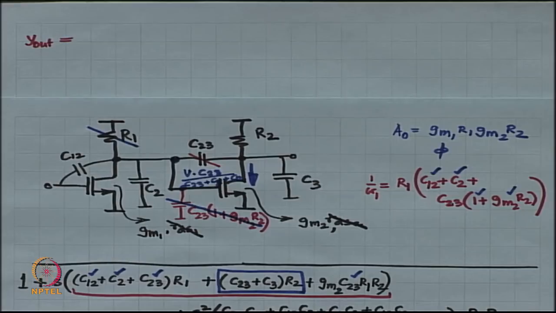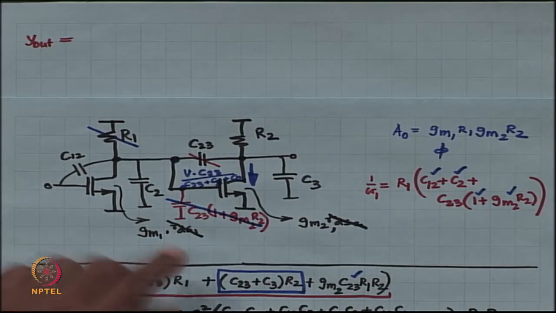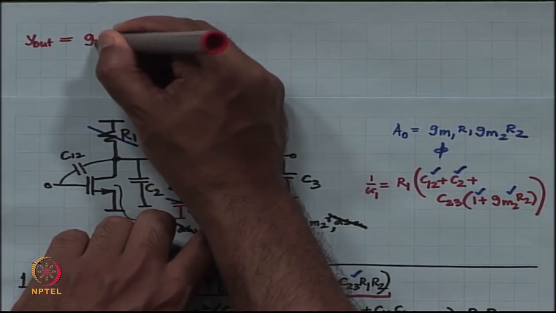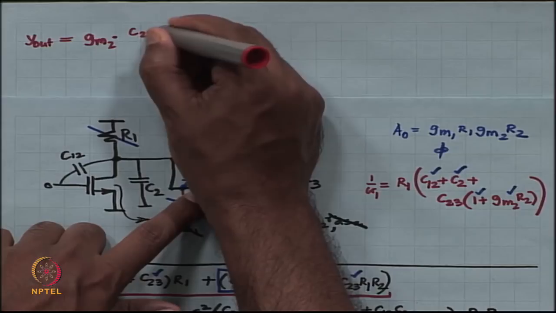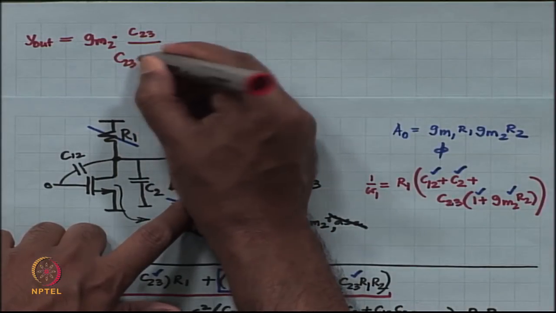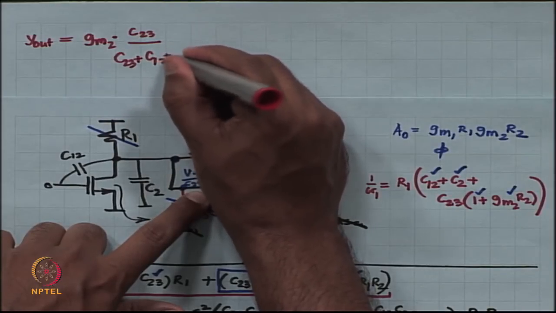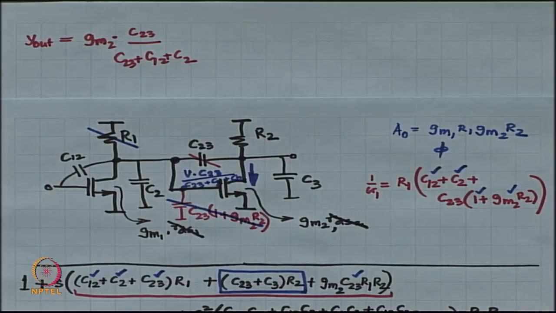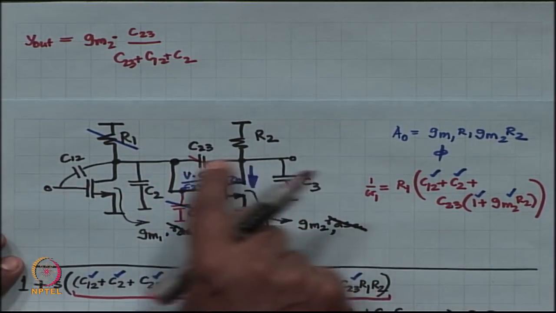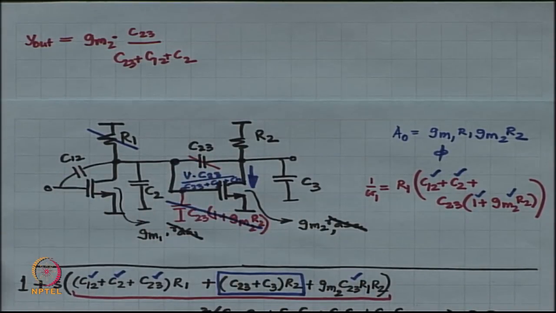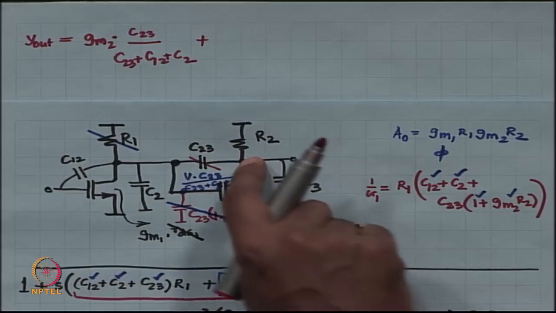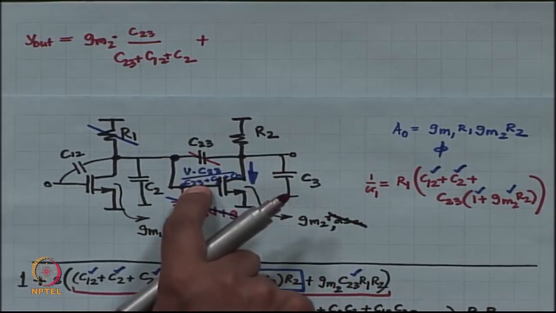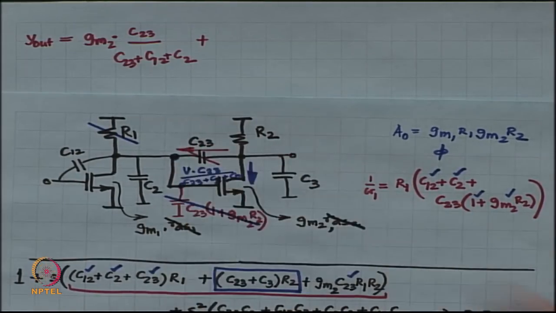So this is only for the second pole calculation, not anything else. For the second pole calculation, the output conductance is GM2 times this, as far as this MOSFET is concerned. Plus we have the series path between C 23 and C 2 plus C 12. This path is also there, so that is also going to create output conductance. This voltage is V, this voltage is so much V times C 23, so there is going to be some current through this capacitor also.